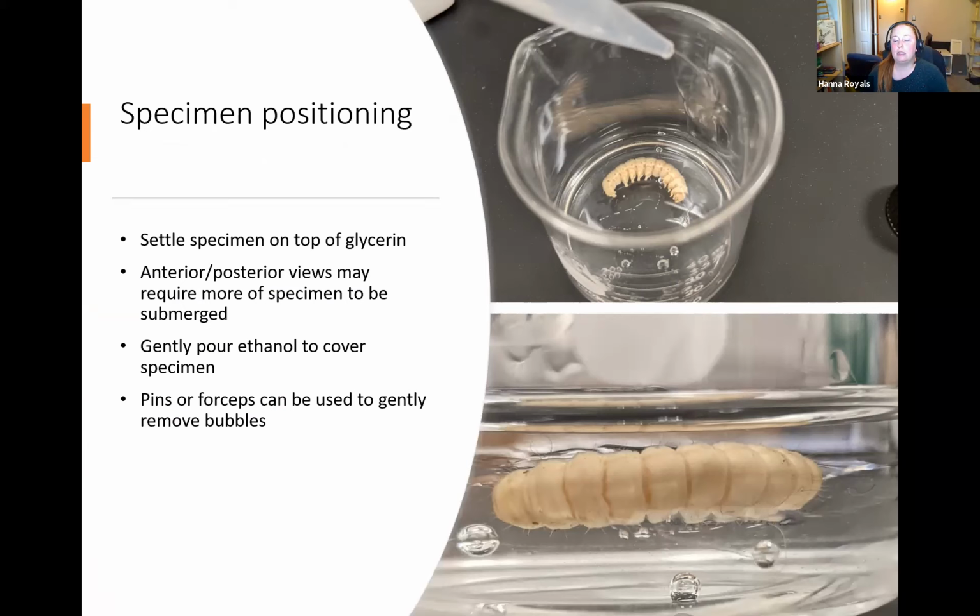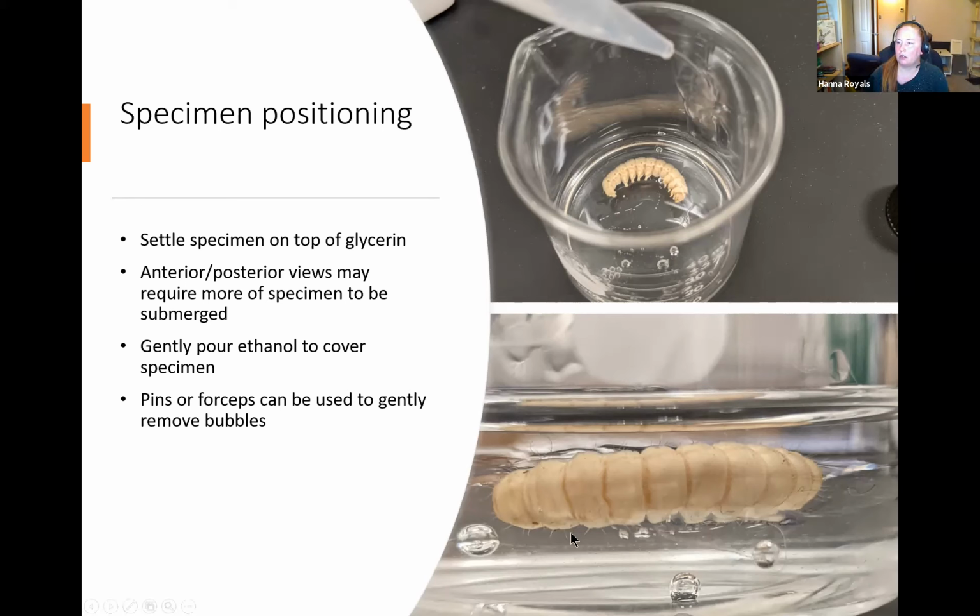Or if you're doing an anterior view or a posterior view, you can kind of settle it at an angle, whatever you're imaging, to the top. And the glycerin does a very good job of just holding onto your specimen, and it almost looks like it's floating. Once your specimen is in position, go ahead and gently pour ethanol down the side of your vessel, whatever that might be. You don't want to disturb it and get it all mixed up, because again, glycerin is soluble in ethanol. So over time, it will start to dissolve. So you want to work quickly and gently during this step.